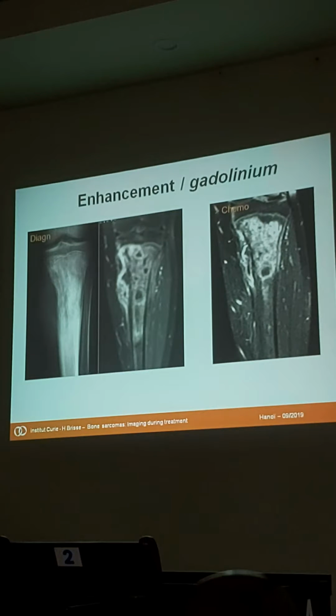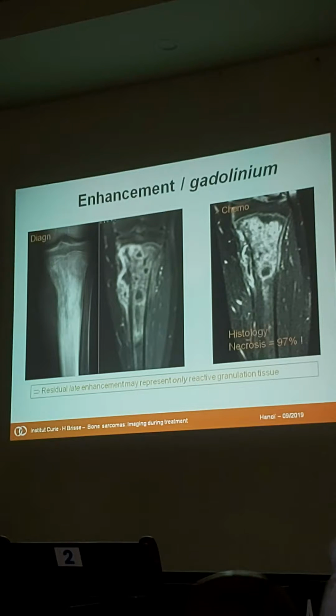Of course, if you inject some gadolinium and you do T1-weighted fat saturation sequences and you don't see any residual enhancement, it is a sign of necrosis. Okay. But if you still see some enhancement like this at the diagnosis and after the end of the treatment, does it mean it is a bad response? No. This patient has 97% of response at histology.